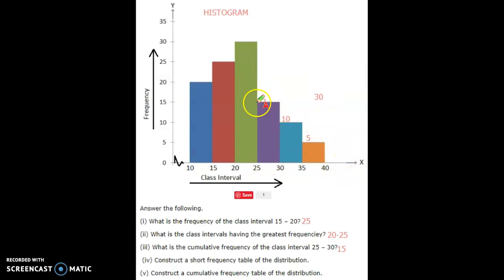So sometimes they might ask you more than just one bar. So be on the lookout for that as well.